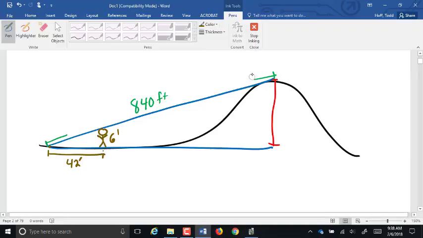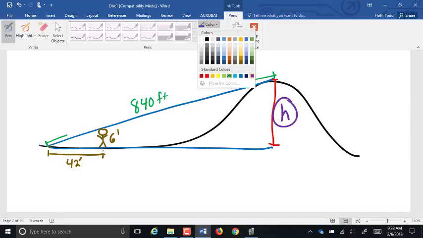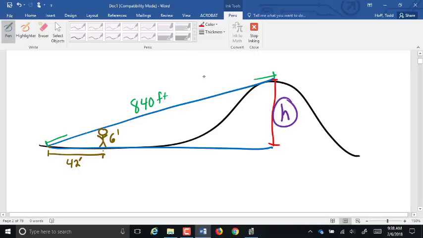How can we use that to find this height right here? H, the height of that hill. Perfect. We would need to find the length of the hypotenuse. What we need to do is look at this triangle right here, the red one. We've got 6 feet here and 42 feet here. We need the length of the hypotenuse.